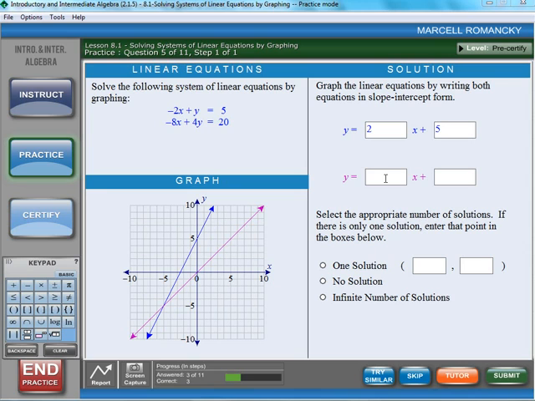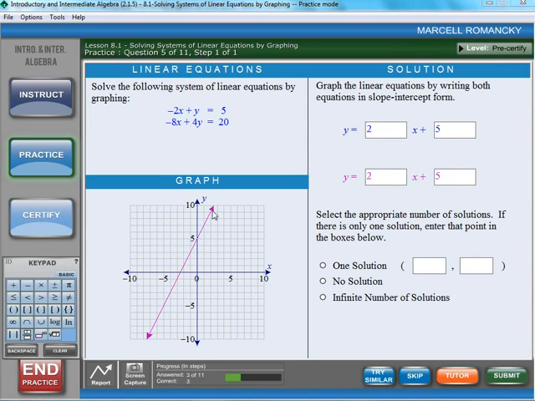And then if I look at the bottom one, I need to move the 8 over. So that's going to give me 4y equals 8x plus 20. Divide everybody by 4, so 8 divided by 4 is going to give me a 2, and 20 divided by 4 is going to give me 5. So what happened? Well, now if I go back and look at these, they're both the same.